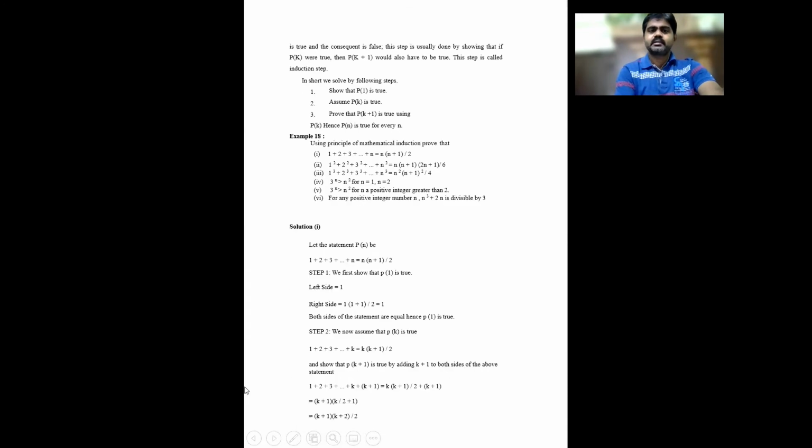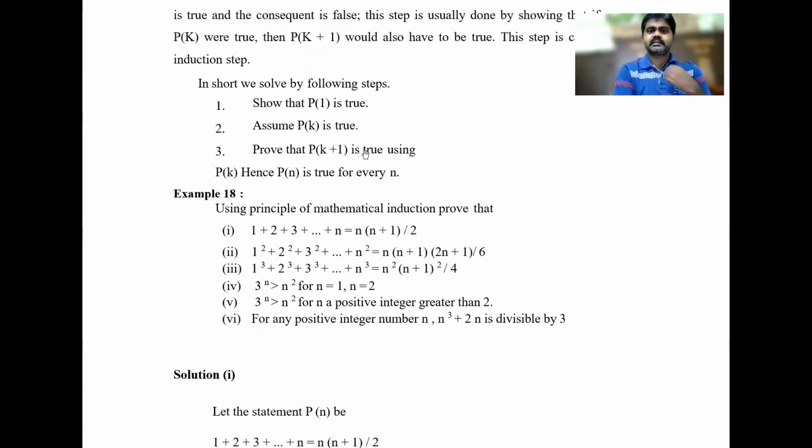Okay, so in short, we solve the following steps. Show that P of 1 is true. Assume P of k is true. Prove that P of k plus 1 is true using P of k. Hence, P of n is true for every n.